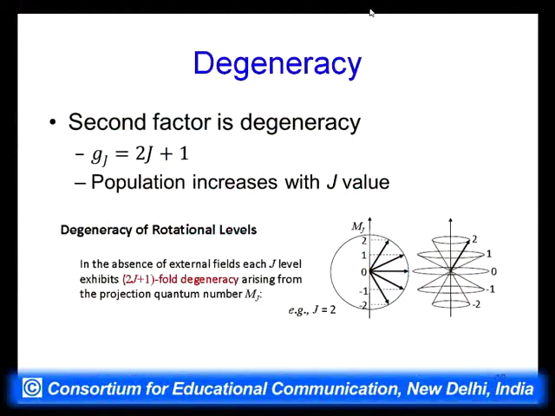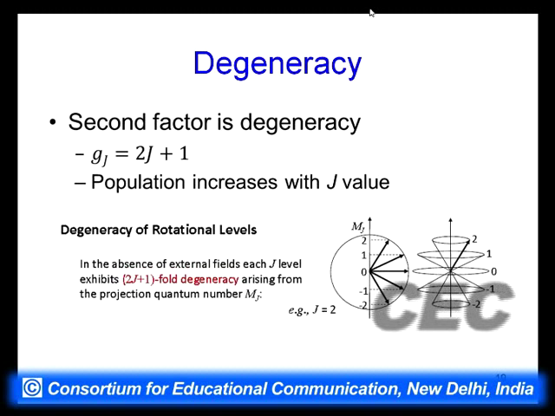Now, the second factor that we have to talk about is degeneracy. Remember that J is also a quantum number, and it is analogous to the L quantum number, and because of that, its degeneracy is equal to 2J plus 1. That means there are 2J plus 1 values of Mj, as I have shown in the lower figure. For J equal to 2, the values are 0, 1, 2, -1, -2, just like you have for the L quantum number. Now, in the absence of an external field, they are all degenerate, and that means that the degeneracy value is equal to 2J plus 1.